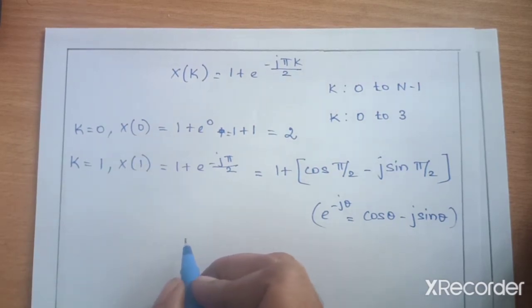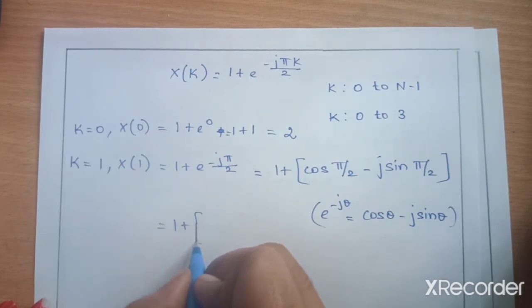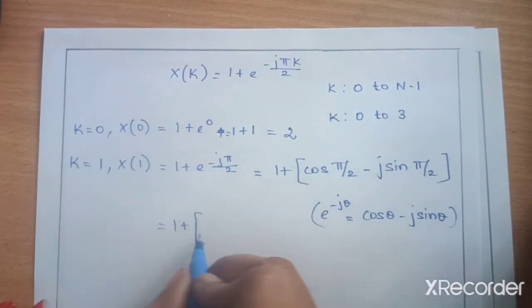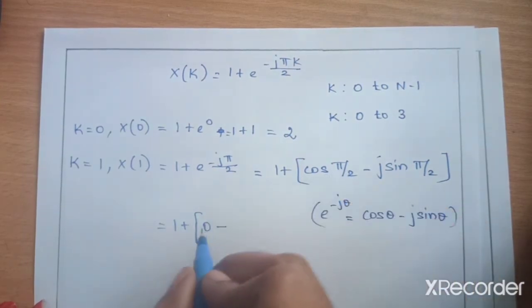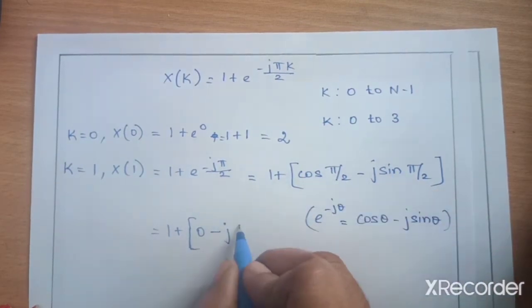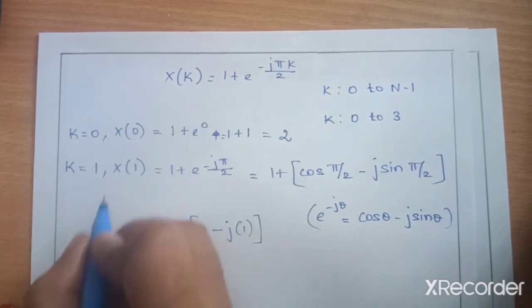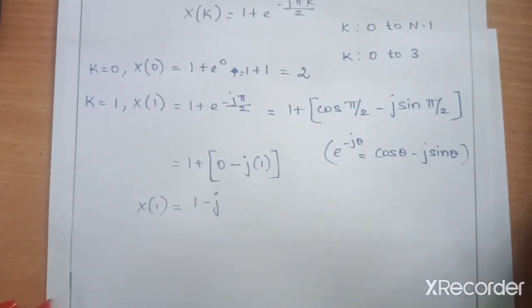So next you have to substitute the value of cos pi by 2. For cos pi by 2, we have the value 0. Cos pi by 2 is 0, minus j sin pi by 2, whose value will be 1. So the equation becomes 1 minus j. So this is the value for capital X of 1.